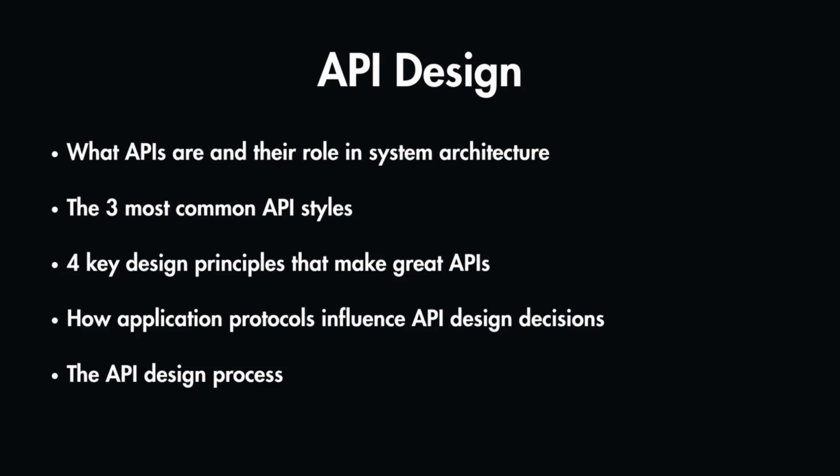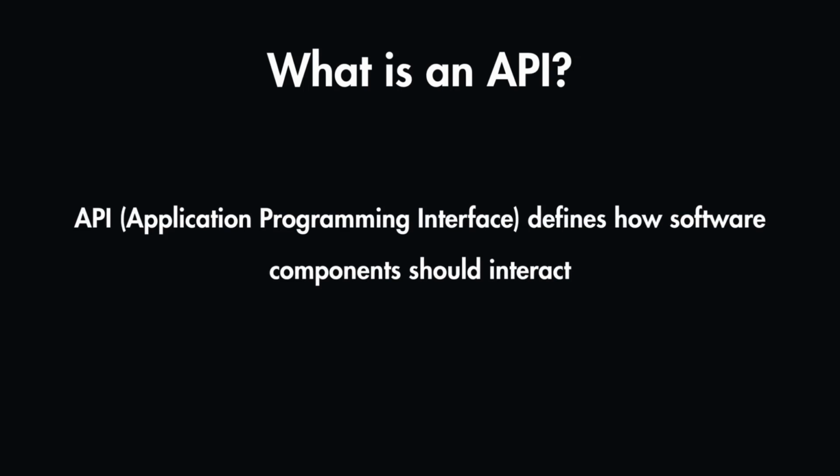Then we'll cover the three most commonly used API styles, which are REST, GraphQL, and gRPC. We'll discuss the four essential design principles that make great APIs, and also how application protocols influence the API design decisions. We'll also cover the API design process, so starting from the design phase to the development phase to deployment, so we'll see what that process looks like. So let's start by understanding what an API is.